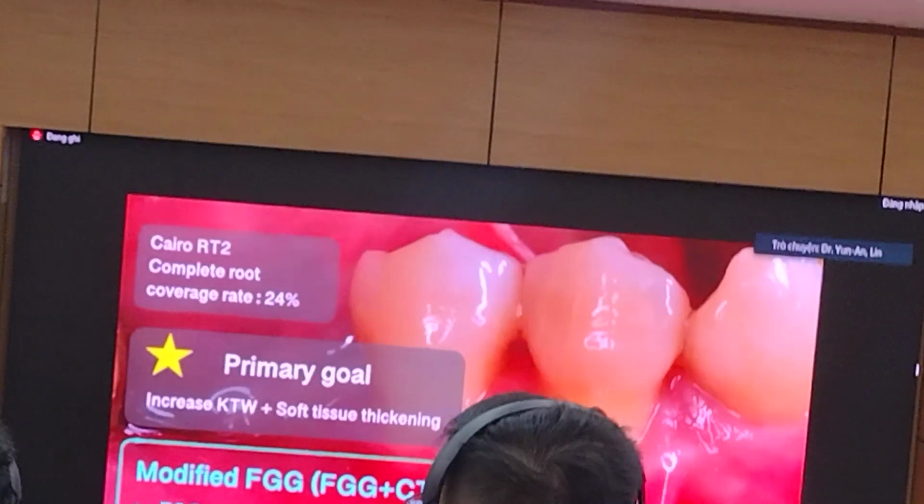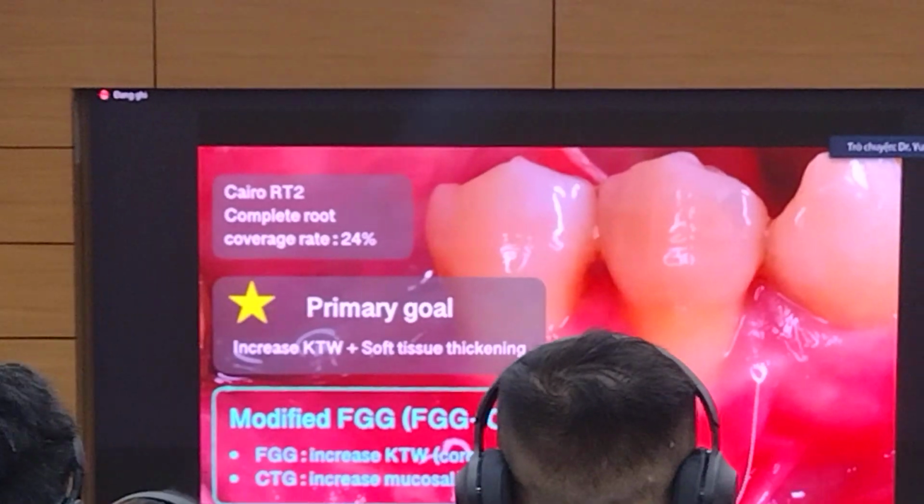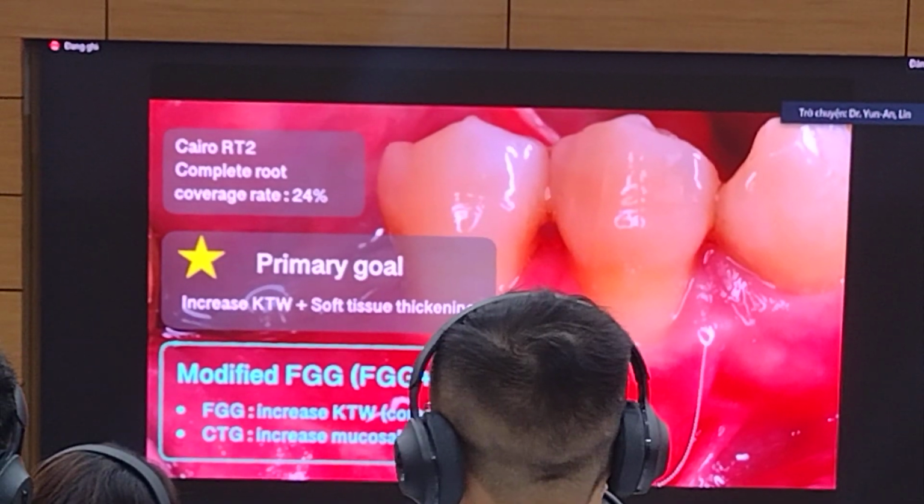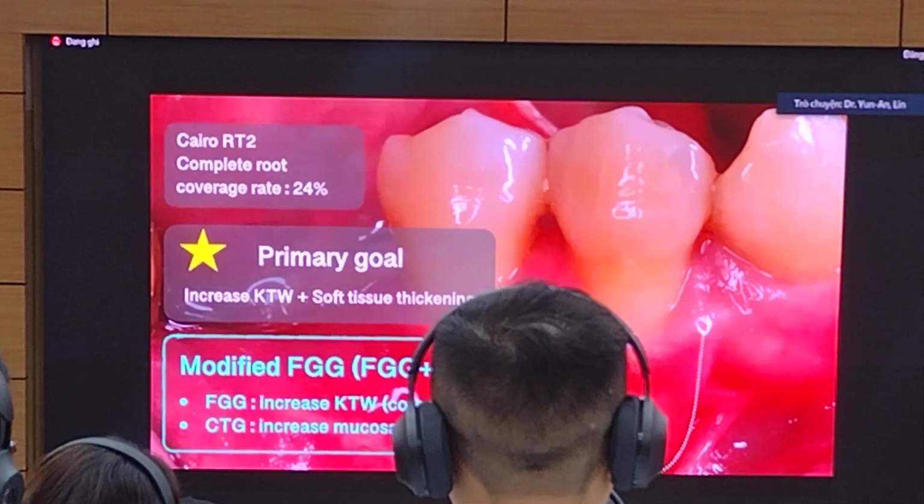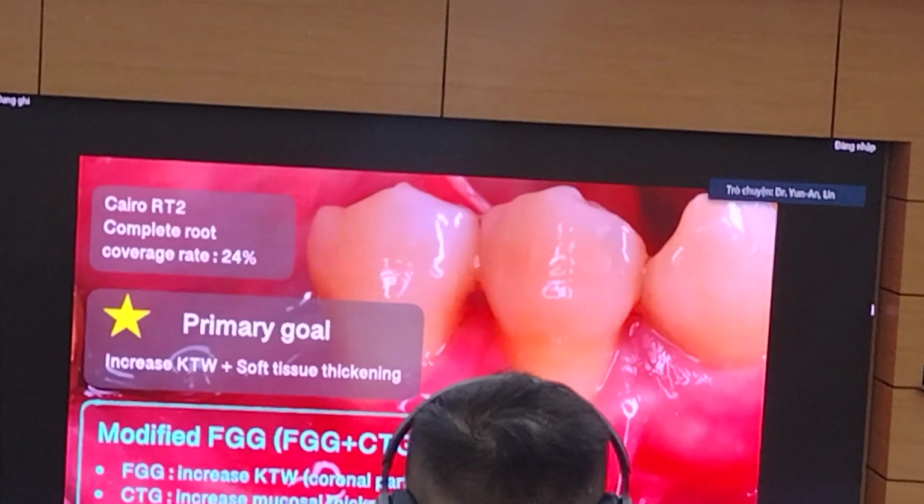The graft was planned to include two parts. The first part, the coronal part, was to increase keratinized tissue, and the apical part was the connective tissue graft to increase the mucosal thickness.